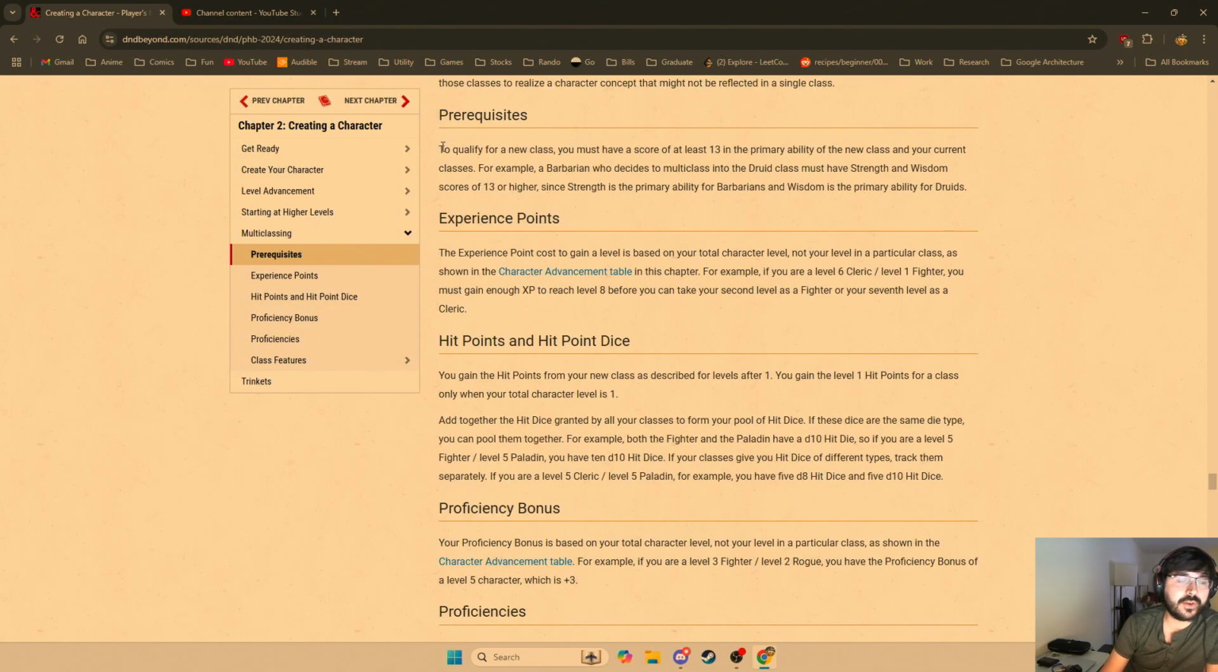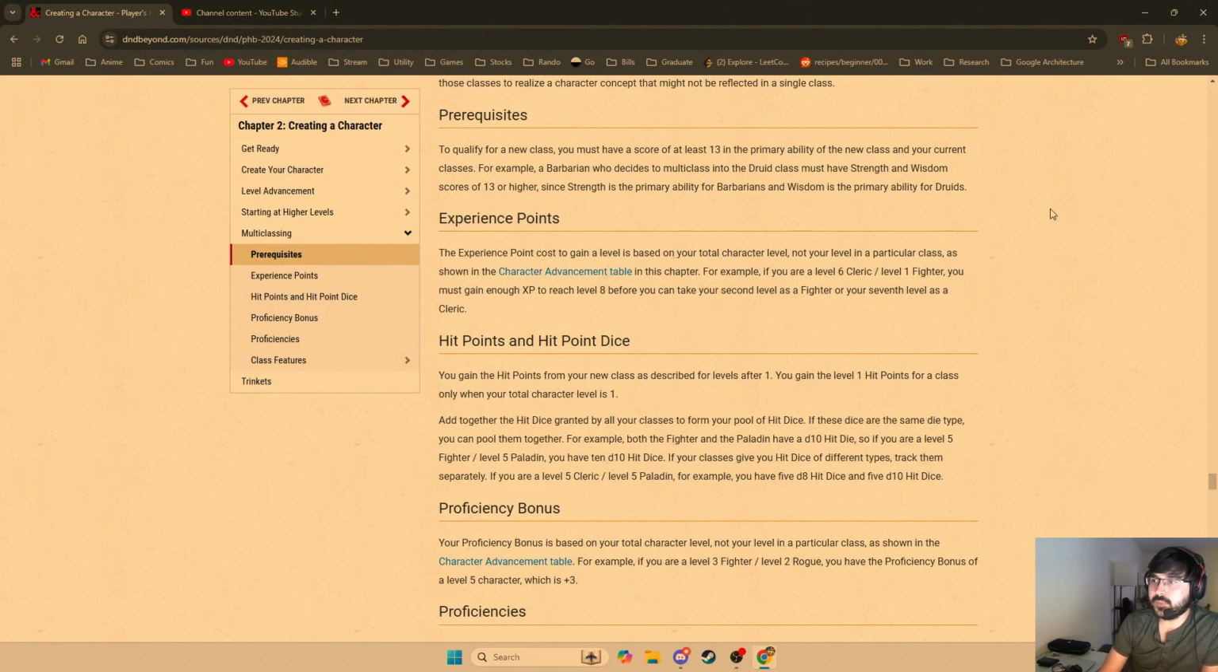Prerequisites: to qualify for a new class, you must have at least 13 in the primary ability of the new class's main score, and in your current class. For example, a barbarian who decides to multiclass into a druid must have strength and wisdom scores of 13 or higher, since strength is a primary for barbarian and wisdom is for druids. That's how they say it's done.